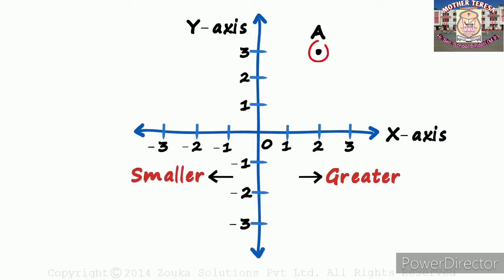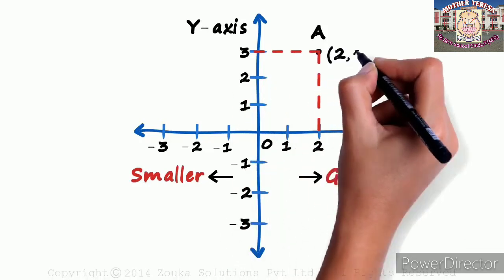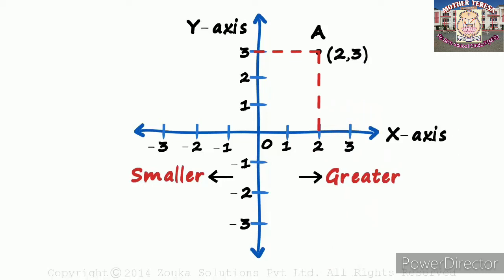Now, can we give this point an identity with the help of the axis? Of course we can. It is 2 units away from the y-axis and 3 units away from the x-axis. 2 units away from the y and 3 away from the x. Its identity would be (2, 3). In a fancy way, they are called the coordinates of point A. 2 is the x-coordinate, while 3 is the y-coordinate.